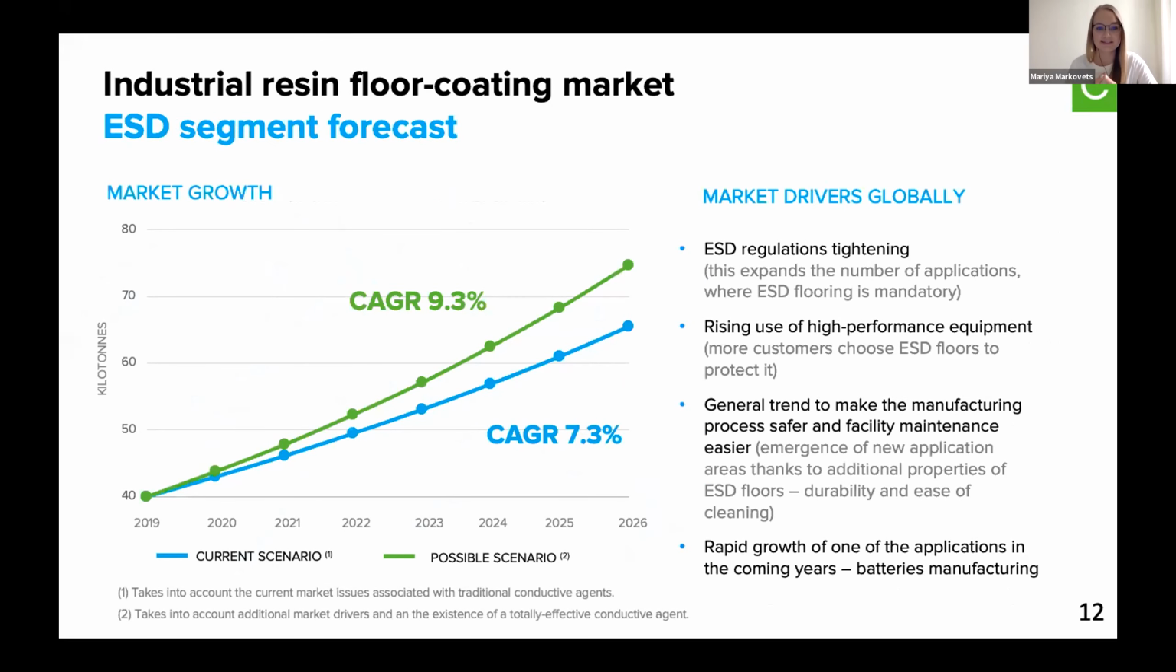Talking about the ESD segment, external market analysts forecast it to grow just a little bit faster than the total market in terms of volume, 7.3% versus 7.1%. However, we clearly see the drivers that will fuel the market to grow even faster. For instance, there is a pool of customers forced by regulatory factors, and these are actually the current customers on the market today. And due to the fact that ESD regulations are tightening, the amount of these customers expands.